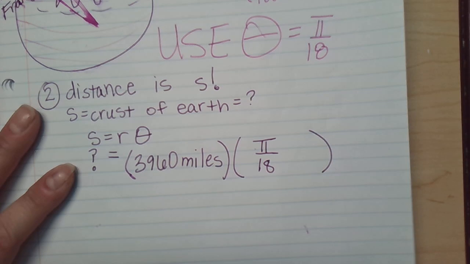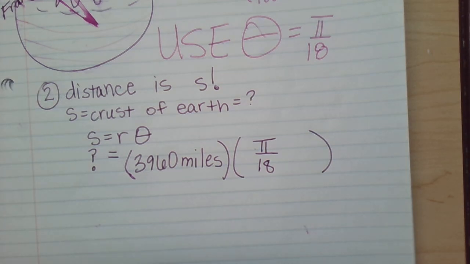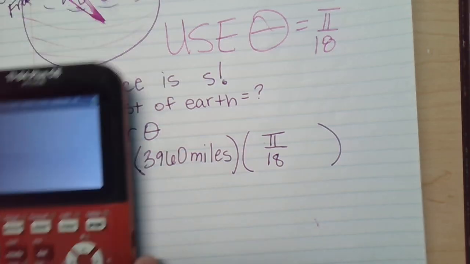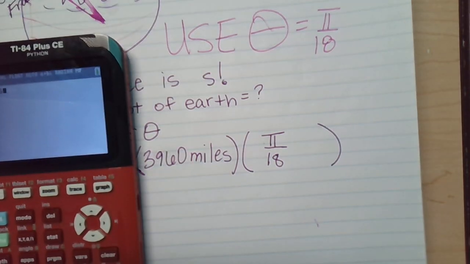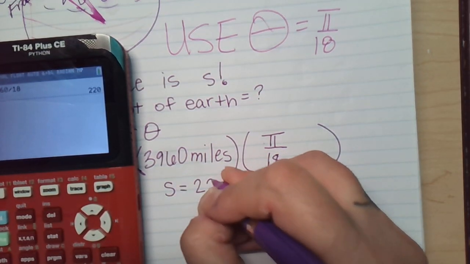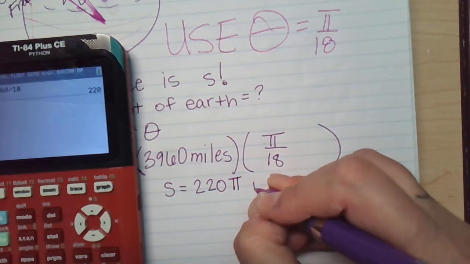And then we're going to multiply it. And let's do it without the pi and then with. So let's say 3960 divided by 18. Okay, so we get S equals 220 pi miles.